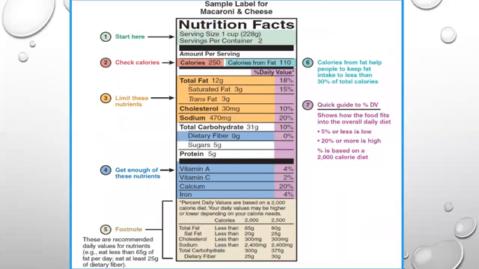So you can see that in this picture here, and this shows you exactly how to read it. So start here, you're going to look at how many servings are, what's the serving size that these calories and other nutrients are based off of. And then also how many servings are in the entire package, right? Then you go down, you'll see how many calories are in a serving size.